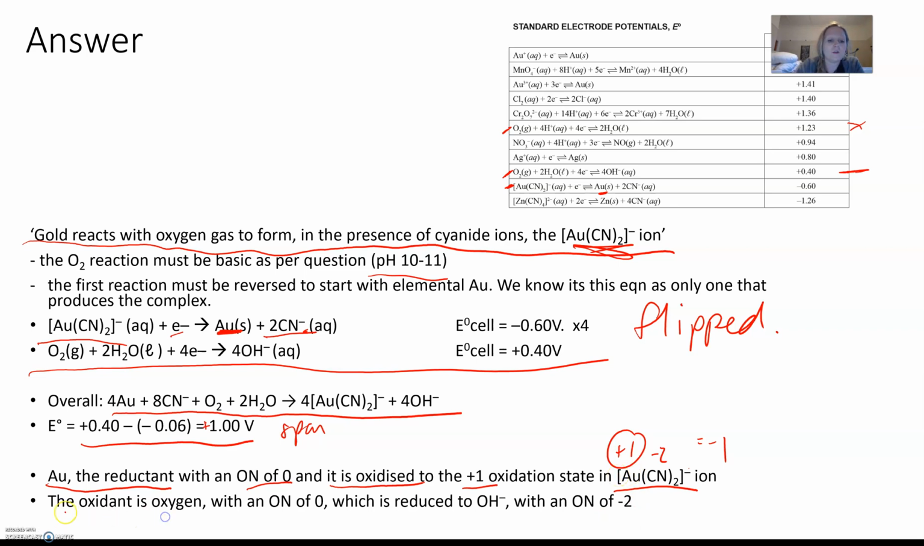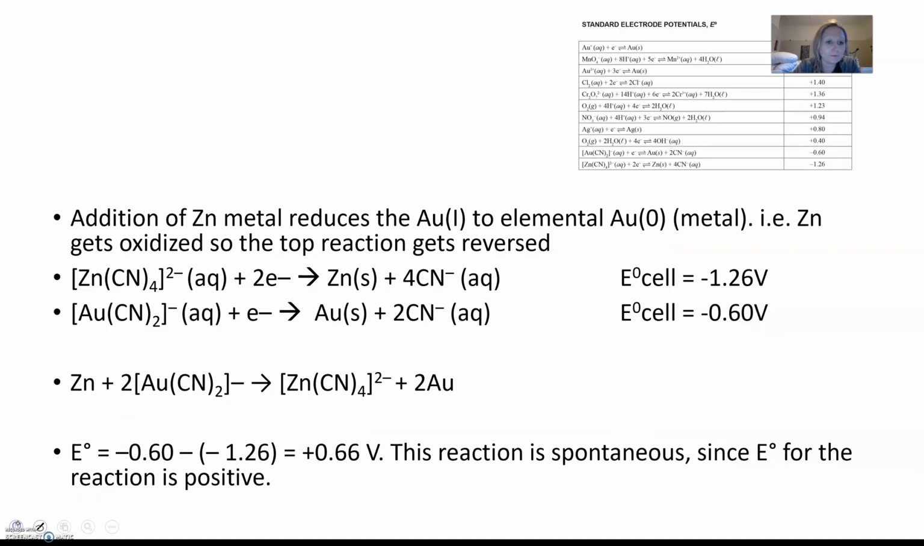The oxidant, therefore, must be oxygen, and we know that because it's getting reduced, and it has an oxidation number of 0 as O2, and it's reduced to OH minus, which has an oxidation number of -2. You could go on and say that a decrease in ON equals reduction and an increase in ON equals oxidation, and actually probably should. That would just complete the answer. But all in all, that's the first part of the answer as to explaining the process of that part that they've explained. So let's keep going.